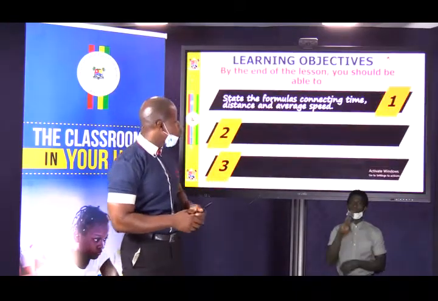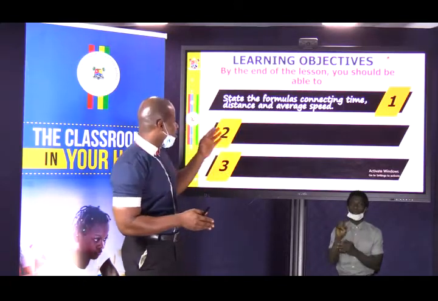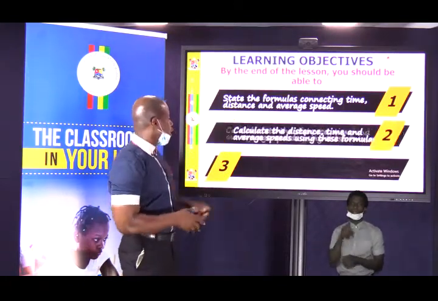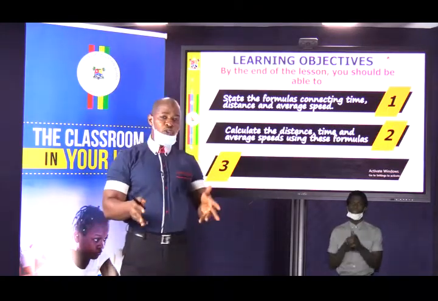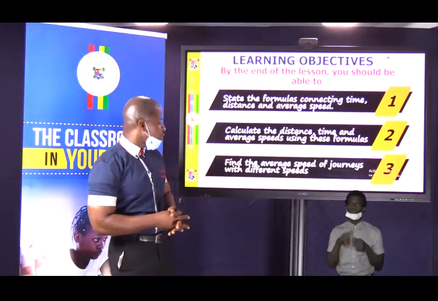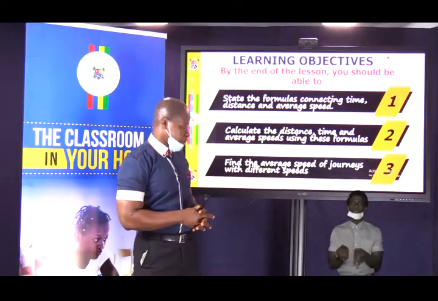By the end of the lesson, you should be able to state the formulas connecting the time, the distance, and the average speed. You should also be able to calculate the distance, the time, and the average speed using their formulas. And finally, you should be able to find the average speed of journeys with different speeds.